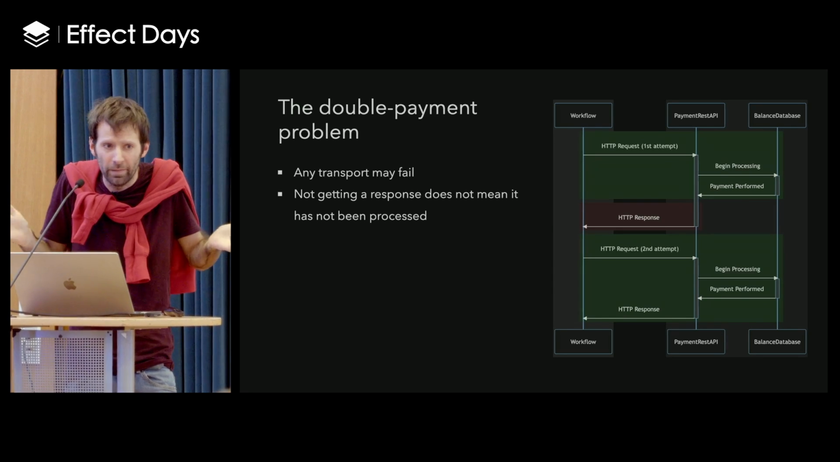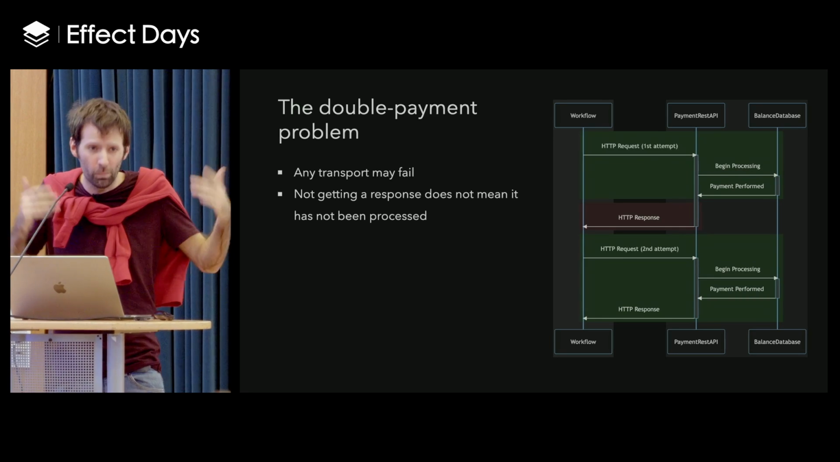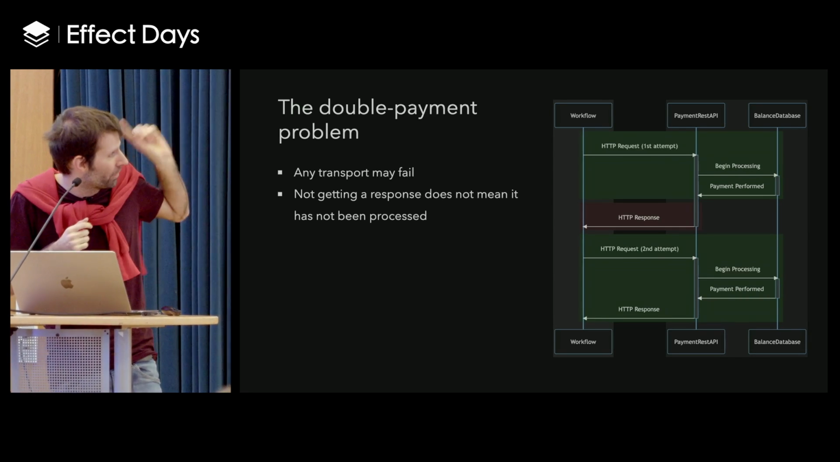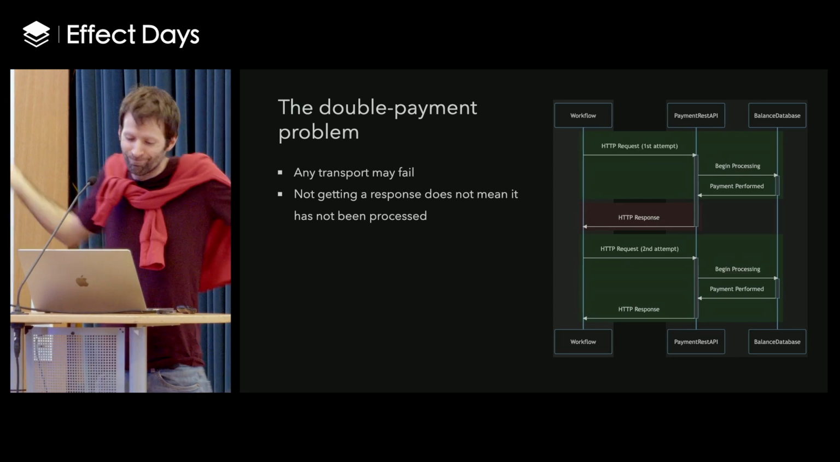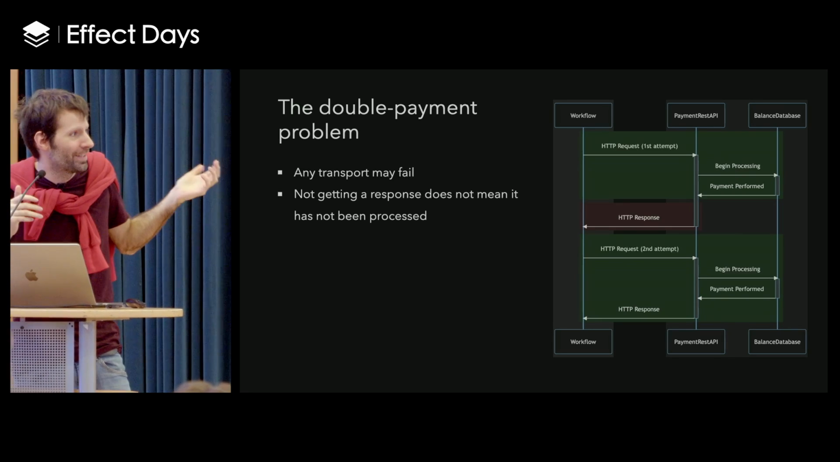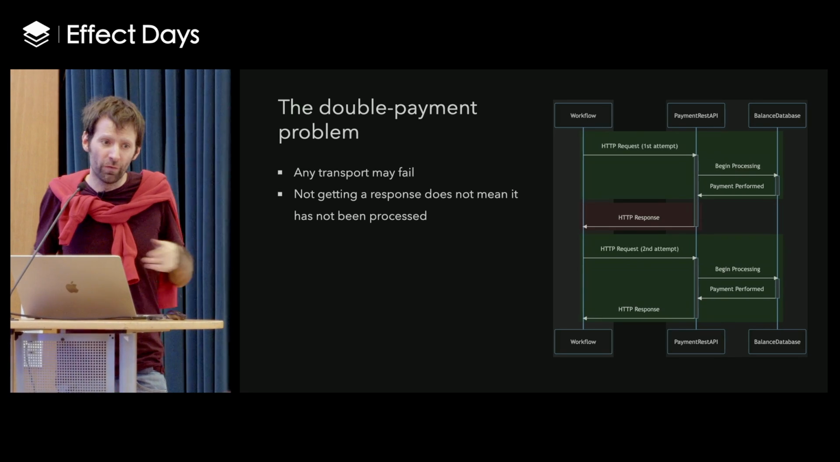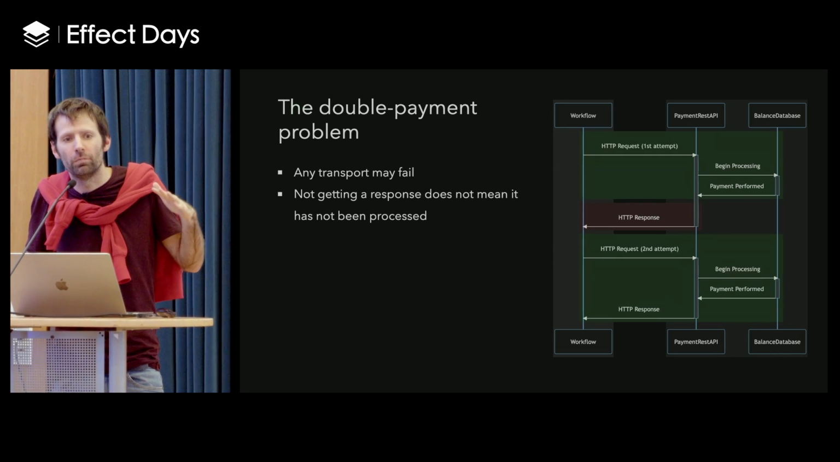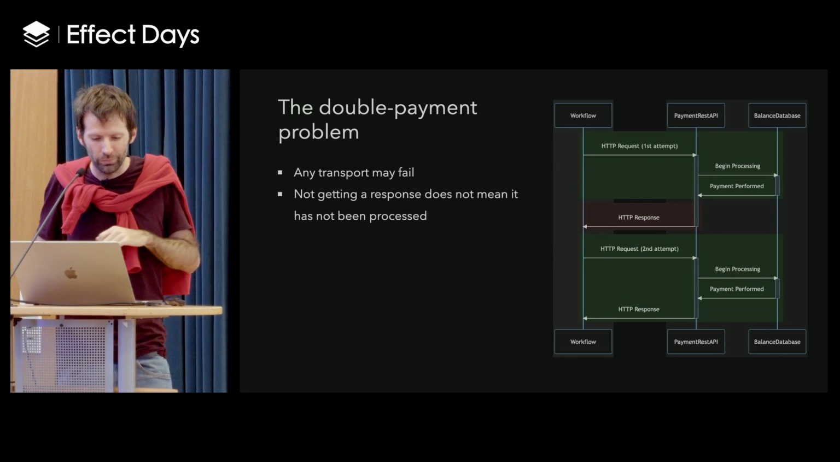So what will happen is that the workflow will try to perform the activity again. And guess what, we are making business again. We are performing the same payment twice. Okay, so what's the lesson to learn here? While workflows need to be deterministic, activities need to be idempotent.